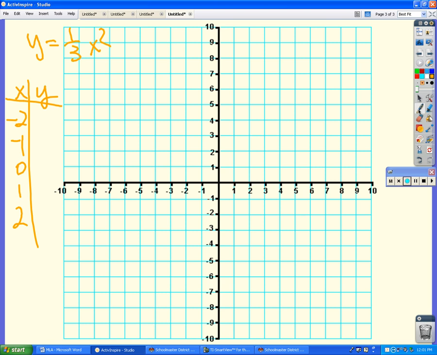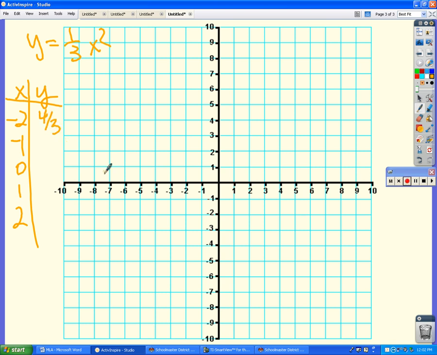Which way is it going to open, up or down? It's going to open up because it's positive. Okay? Will it be skinny or wide? It's going to be wide because I have a fraction in front. I have a small number in front, so that makes it wide. Okay? All right, so same thing as before. First thing I do is I take this number and I square it. Negative 2 squared is? 4. And 4 times 1/3 is? 4 over 3, 4/3.